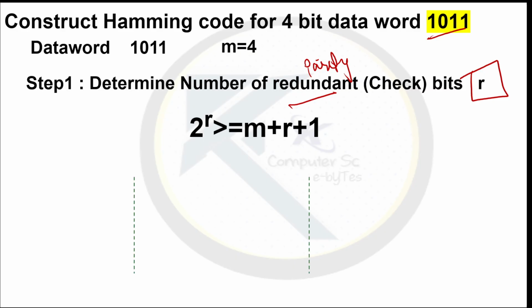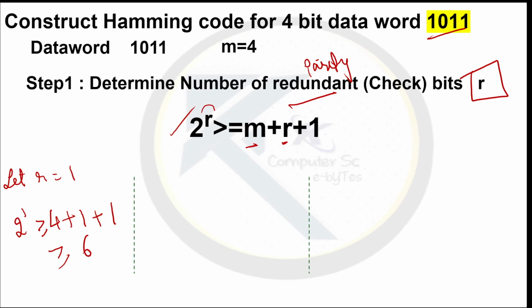For that we have this equation. In the next slide we will understand the significance of this equation, but for now let us determine the value of R. So let R be equal to 1. You can also start from R equal to 0. So 2 to the power of 1 is greater than or equal to m, the total number of data bits, that is 4, plus the redundant bit, which is 1, plus 1. So this side gives me 6.